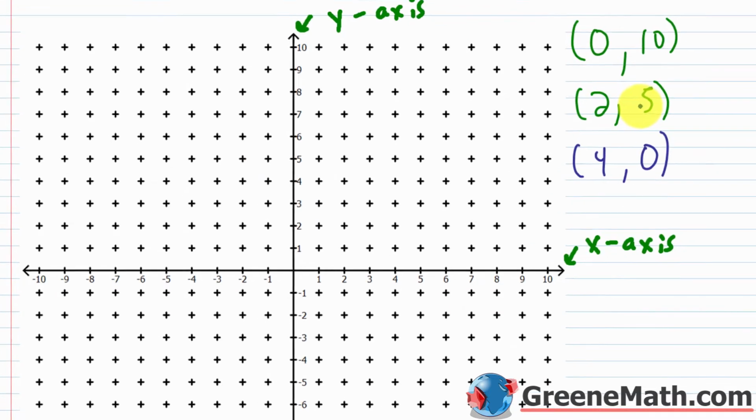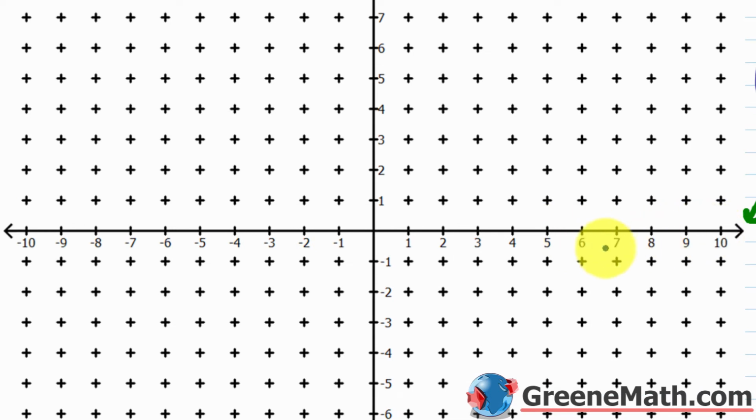So an x location of 2, if I go on the x-axis, a location of 2 is just right here. For 5, the y location, I go on the y-axis, a location of 5 is right here. So where's the meeting point between the two? Well, I'm going 2 units to the right, 5 units up, it's right here. So this is the point (2, 5).